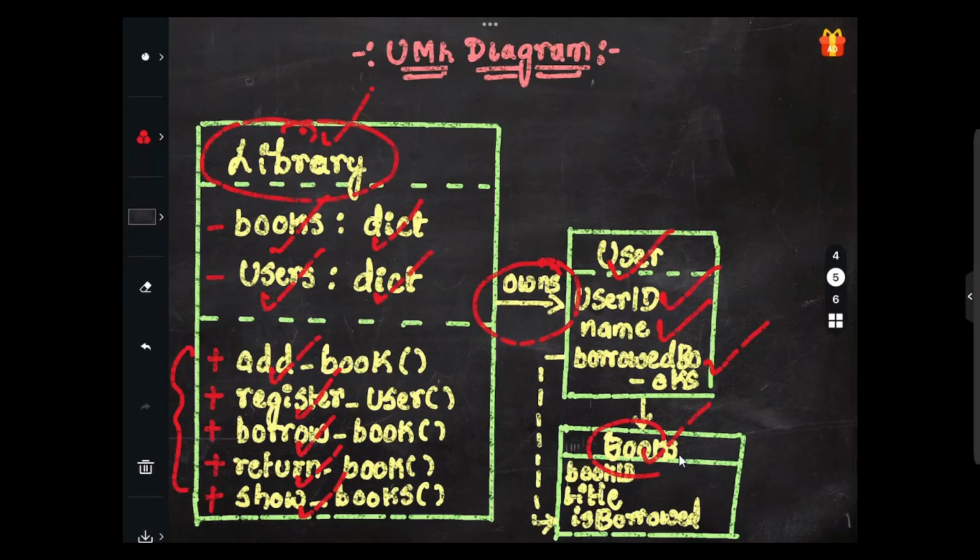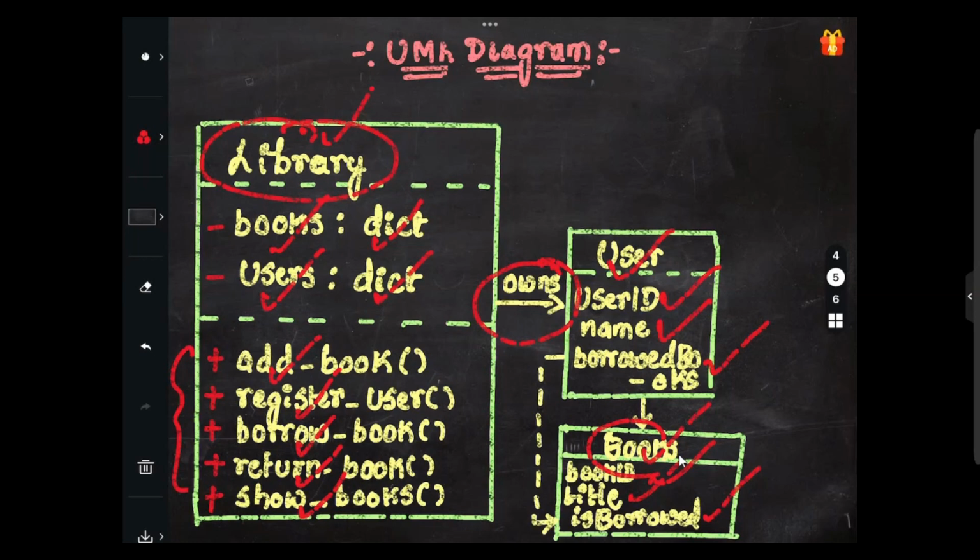So under the Book class, let's come to the third one. Under the Book class actually, we'll be going with book ID, title, as well as is borrowed. So this is fine, I believe. So this is it for the UML diagram.